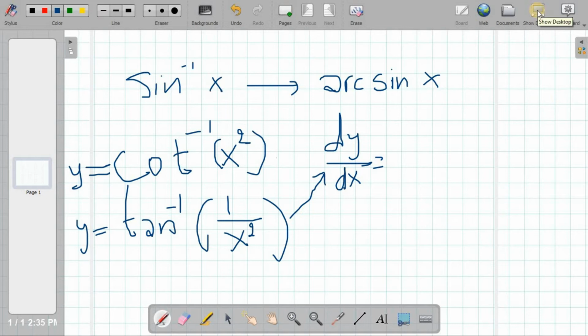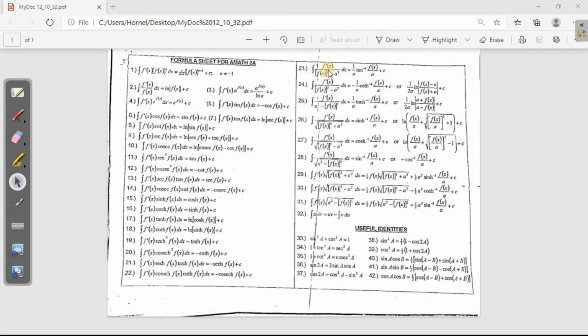So let's take that example. The formula tan minus 1, we have tan minus 1. What is tan minus 1? It is 1 over a tan minus 1 of f(x) over a, plus c. So we must come back and give the derivative. We see the derivative will be f prime x over f(x) squared plus a squared.